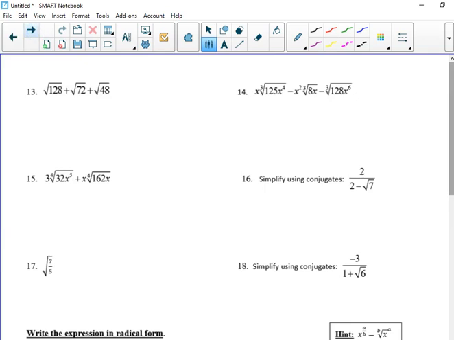All right. Now, for this section, remember, we need to simplify first, then join like terms. So 128 breaks down to root 64, root 2. And remember, these are square roots. 72 breaks down to 36 and 2. There's a plus in between. And 48 breaks down to 16 and 3.